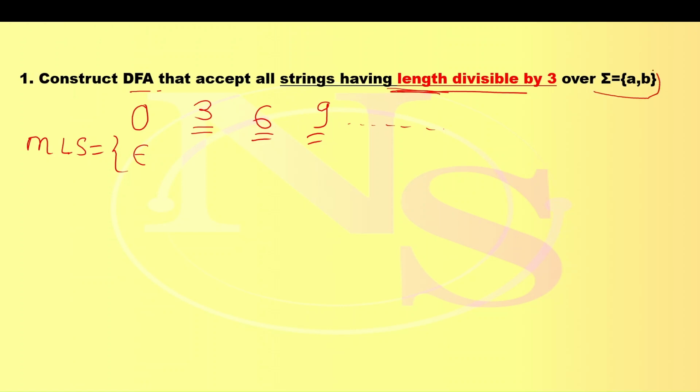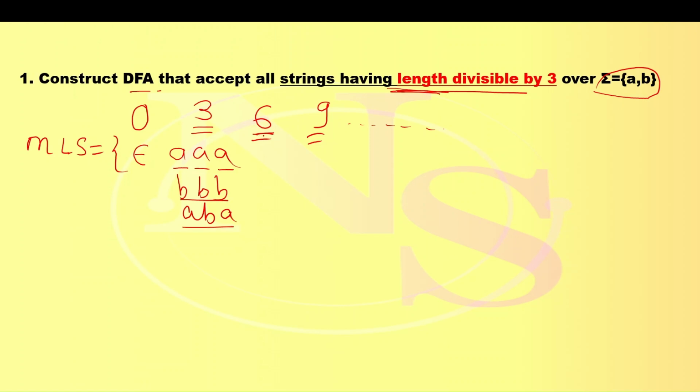We have sigma given. Always check sigma. Sigma contains a, b. In another question, sigma may contain 0 or 1. So based on the sigma, write down any string whose length is 3. Length 3 means what? There will be any 3 symbols. It may be AAA, it may be BBB, or any combination of A and B. The only thing is that the length should be 3.